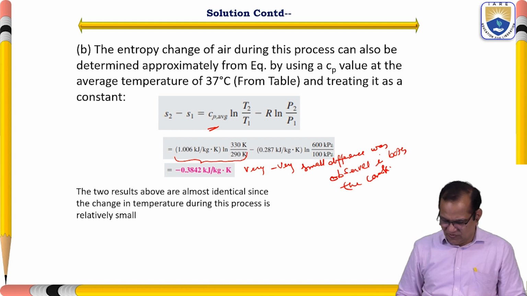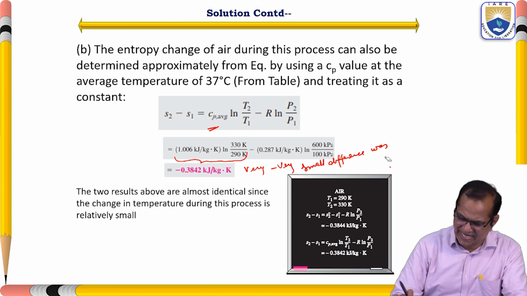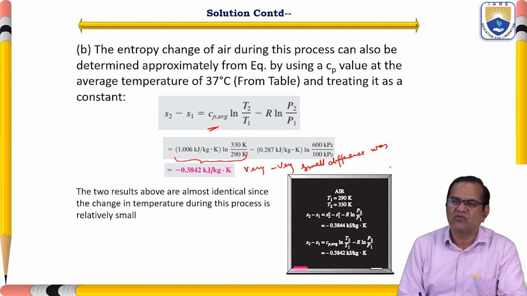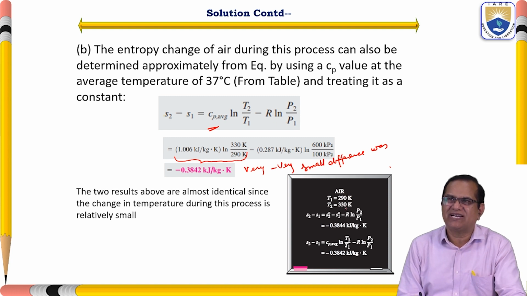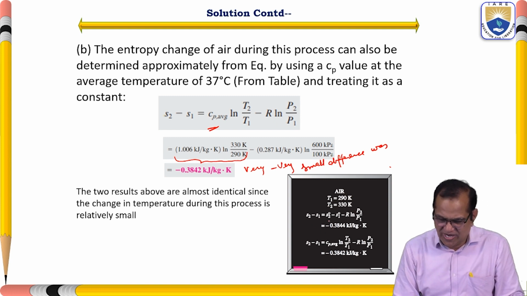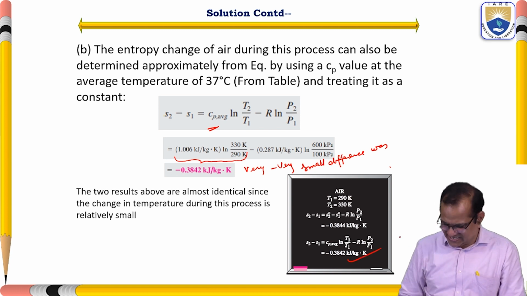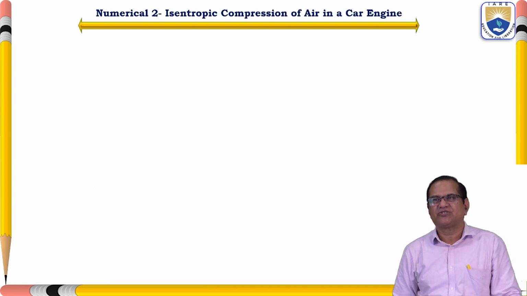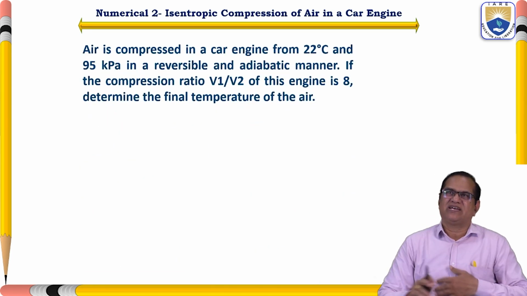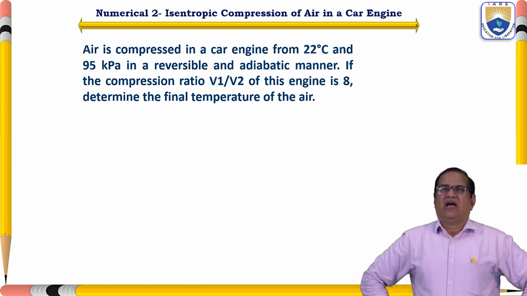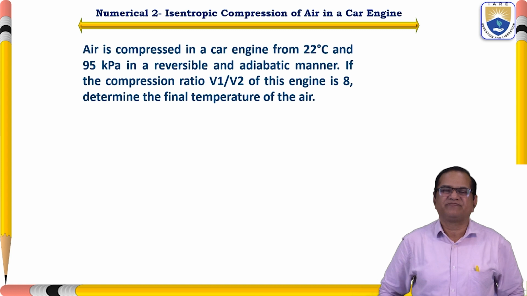Here we can see that air T1 is equal to 290 Kelvin, T2 is equal to 330 Kelvin, s2 minus s1 is equal to s2. These things which we have already done, it is just shown here as a window. Now I will go for the next problem, that is the isentropic compression of air in a car engine.